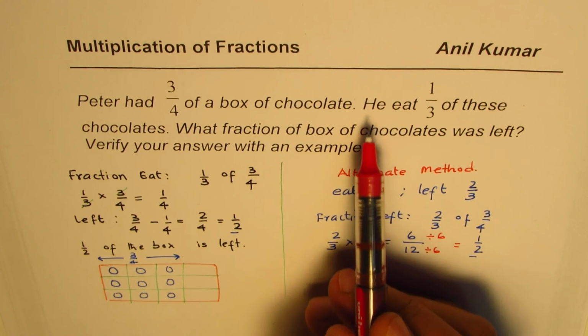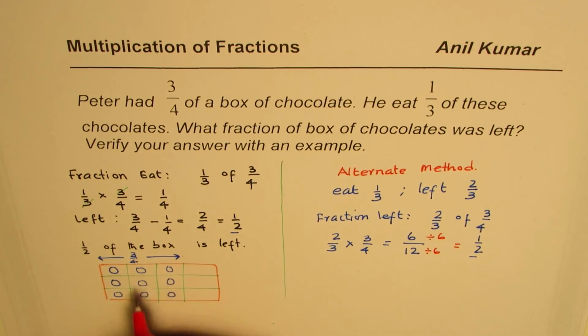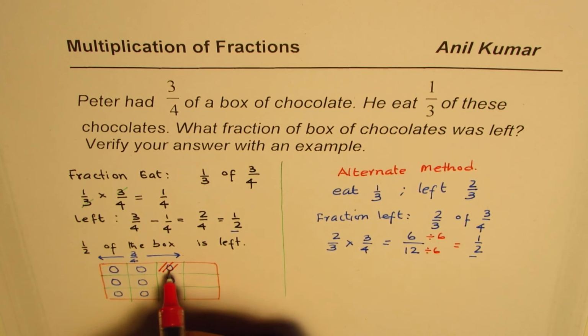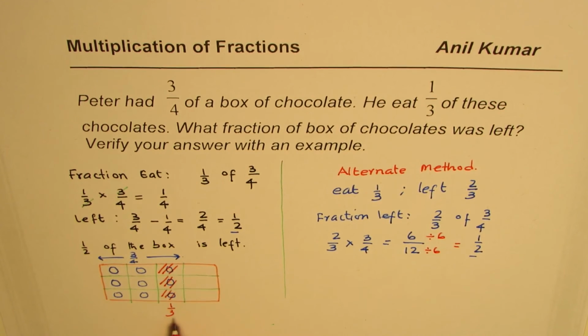Now we are saying he ate 1/3. 1/3 means 1 out of 3. So let's say he ate this much, 1 out of 3. So out of these 3, he ate 1. Again, he ate 1. And then again. So that is 1 out of 3 of what he had. He ate.